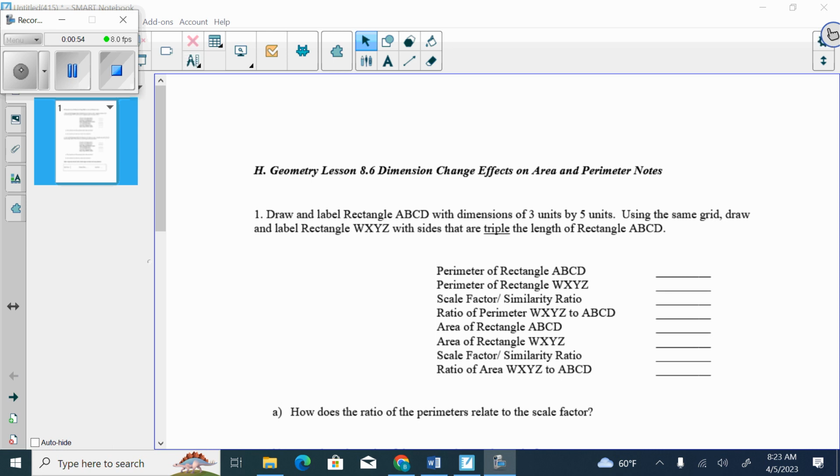for what happened to my little box here? For number 1, we're going to draw and label a rectangle ABCD. ABCD has the dimensions of 3 units by 5 units. So on your little coordinate plane there, I'm not sure what happened to mine, but I want you to draw a box on there that's 3 units tall and 5 units long.